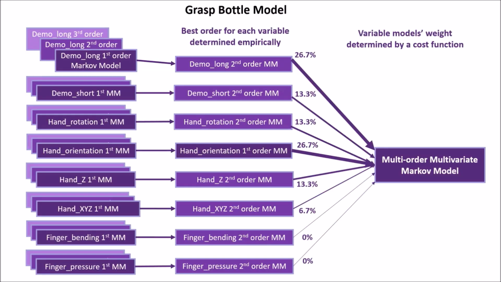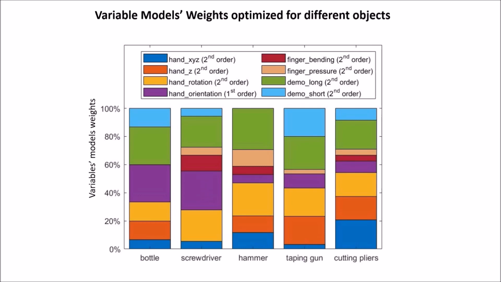This is an overall image of the multi-order, multivariate Markov model of the bottle grasp operation. For each variable, the considered order of the model is determined empirically. As can be seen, in most cases the second order model is selected. Regarding the weight of the model of each variable, it is determined by a cost function to maximize the performance of the process segmentation. This chart shows the weight of the models of the different variables for several objects.